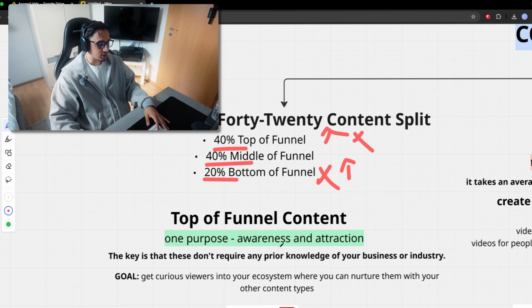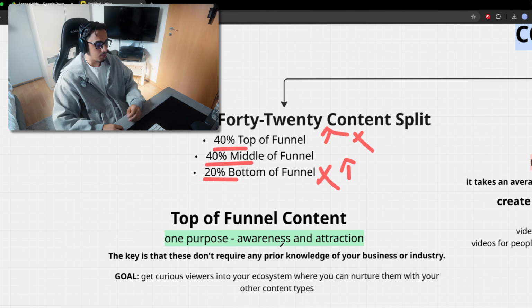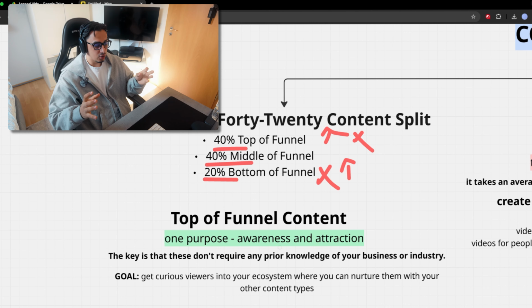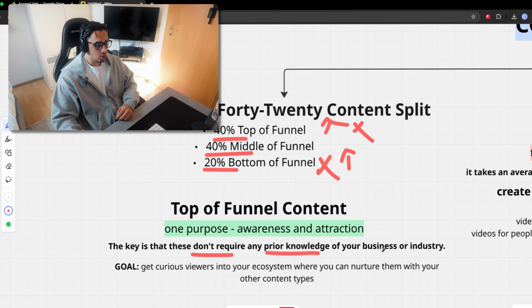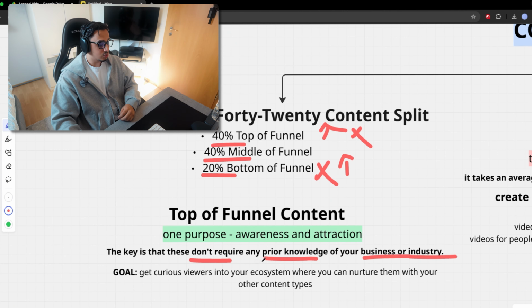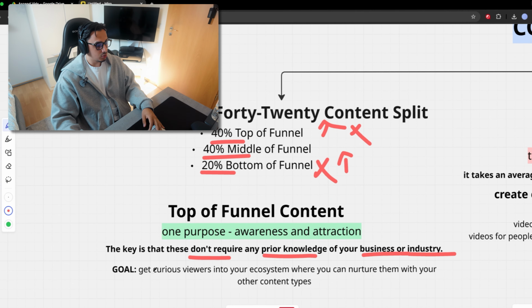What is top of funnel content? Top of funnel content has only one purpose. It's awareness and attraction. Think of these as a fishing net. You're casting wide to catch as many relevant people as possible. For example, these include how I made X amount of dollars with dropshipping, how I went from skinny to fat in 30 days, and broad appeal topics that anyone in your target market will find interesting. The key is that these don't require any prior knowledge of your business or industry. The goal isn't to sell anything in these videos. The goal is to get curious viewers into your ecosystem where you can nurture them with your other content types.